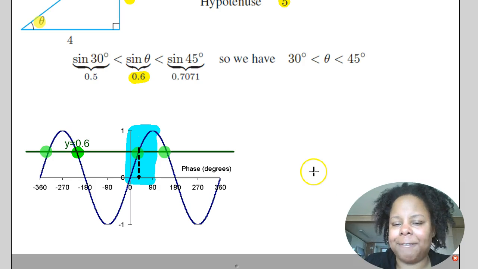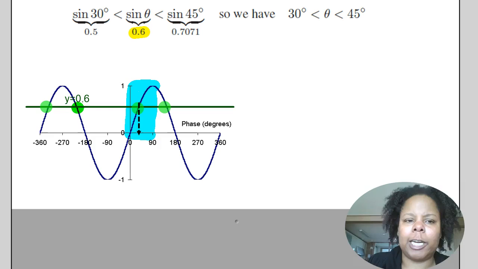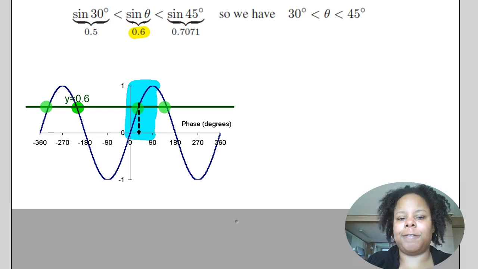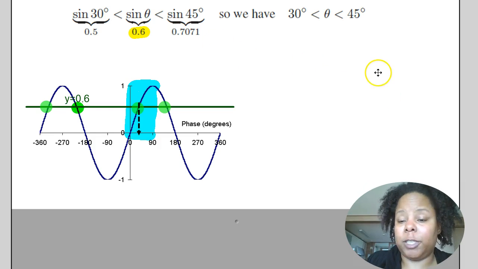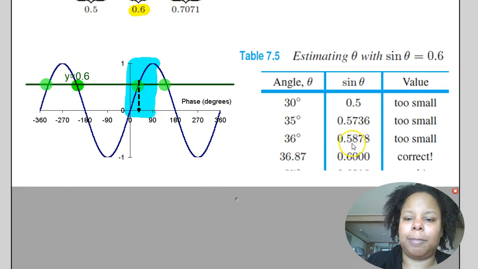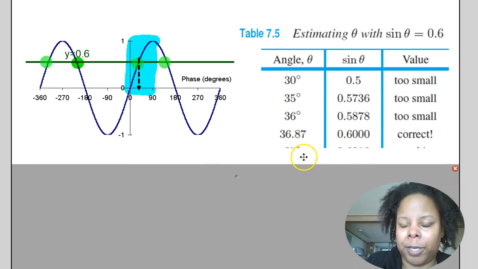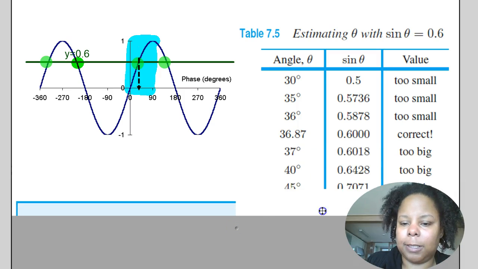To get a more exact value, we could also use the numeric features of our calculator and just plug and chug different values of angles and determine which one would give us a 0.6 ratio. And we can do that by basically plugging in different values between 30 and 45.